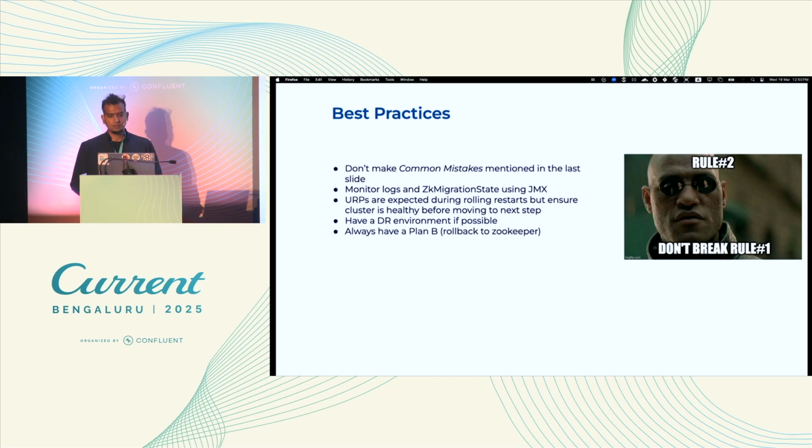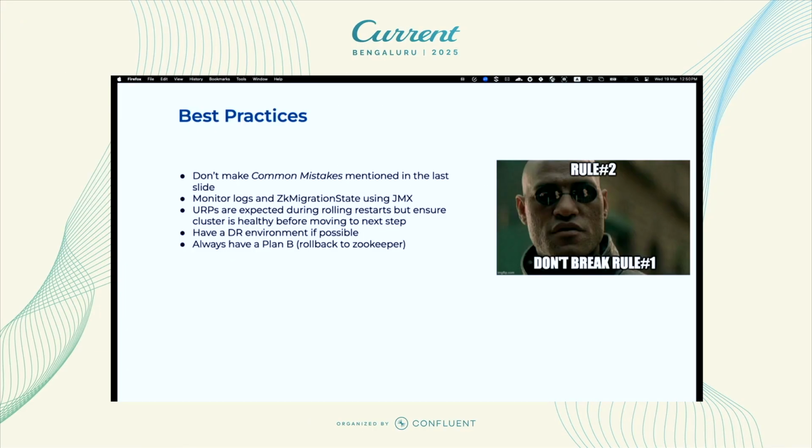And then last but not least, always have a plan B. No matter how thoroughly you have tested the migration in lower environments, make sure you have tested the rollback as well in lower environments, and have the migration plan and the rollback plan ready when you do it on the production environment.